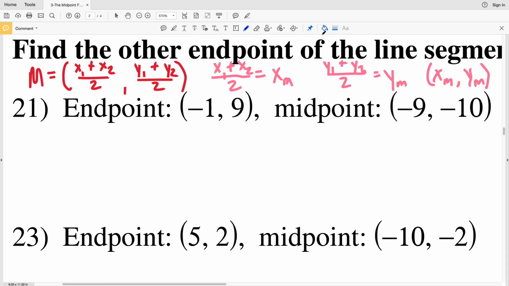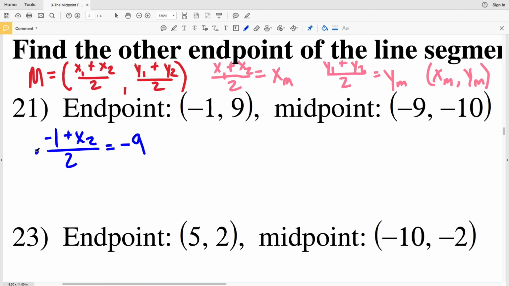In number 21, we're given that one endpoint is negative 1, 9, and the midpoint is negative 9, negative 10. So let's look at the x-coordinate first. The x-coordinate of our midpoint, x m, is going to be negative 9, and the x-coordinate of one endpoint, let's say x1, is negative 1. So we're going to plug that in and solve for x2. We'll have negative 1 plus x sub 2 all over 2 equals x sub m, which is negative 9.